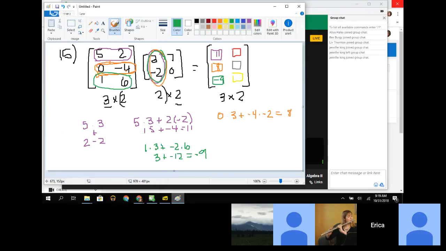Okay, so now to red. Red is in my first row, second column. So again, first row, second column. So red is going to be 5 times 7 plus 2 times 0. So 5 times 7 is 35 plus 0 is just 35.